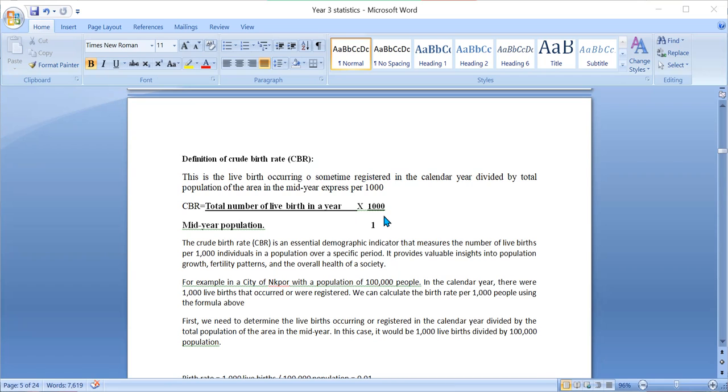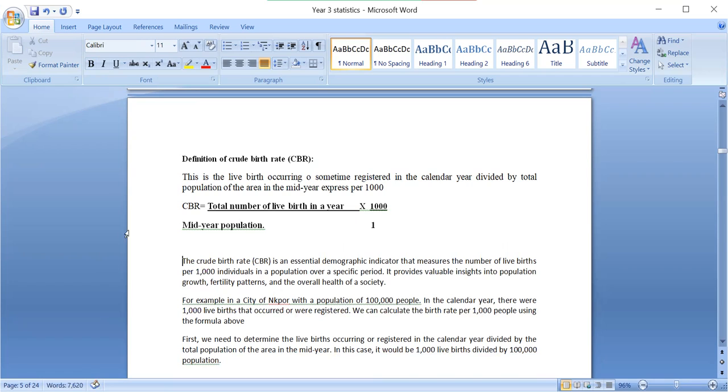The formula is total number of live births in a year over the mid-year population. So that is the formula used to calculate crude birth rate.